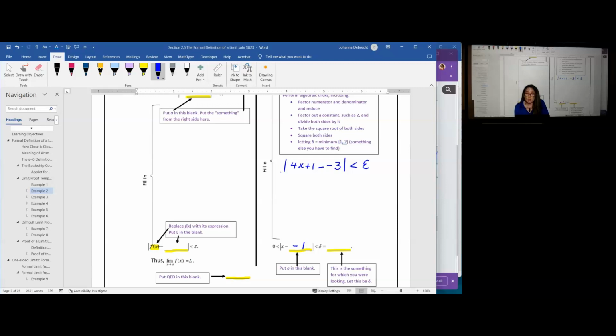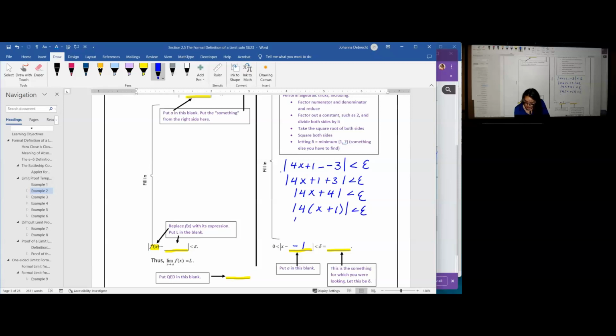So my goal is to get an x minus -1 or x plus 1 inside these absolute values. First thing I'm going to do is rewrite the minus -3 as +3. Then I'm going to combine the 1 and the 3 into 4. Then I'm going to factor the 4 out of the binomial.